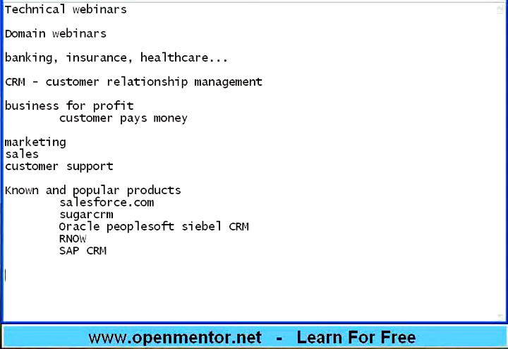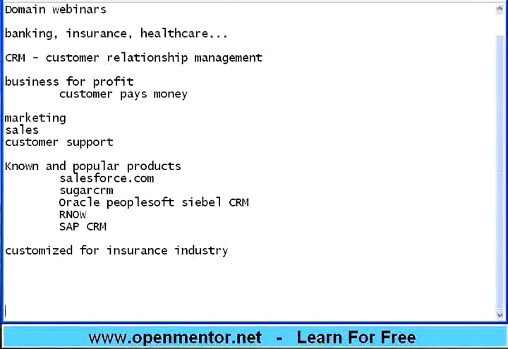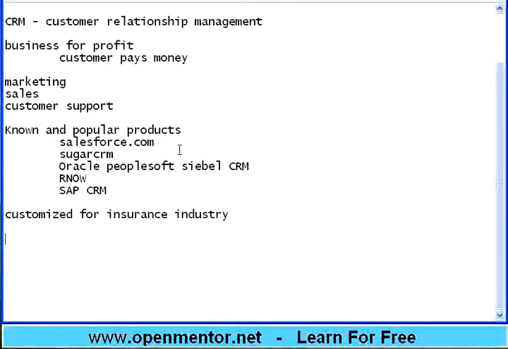CRM is an integral part of every ERP. ERP is the Enterprise Resource Planning product. There are a lot of other products which may be generic or which may be tailor-made for a particular industry. For example, there may be a product customized for the insurance industry. There may be CRMs in that. We may not be aware, but there are definite products very specific to every industry.